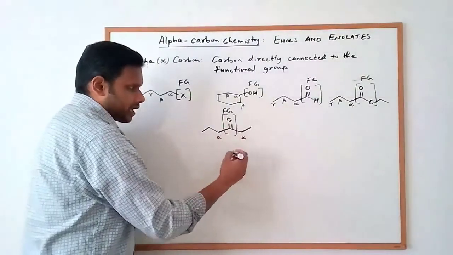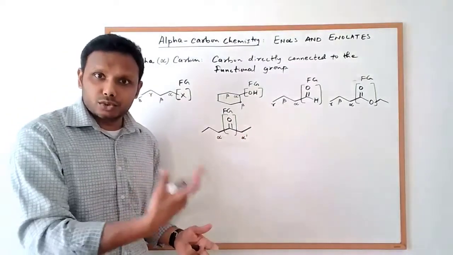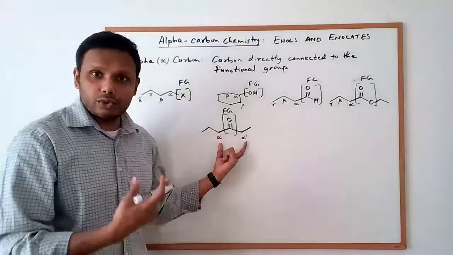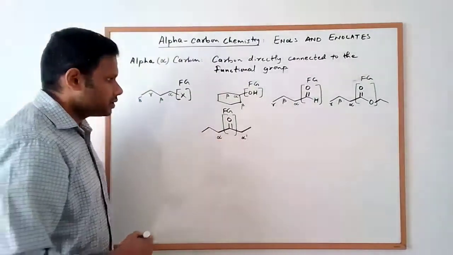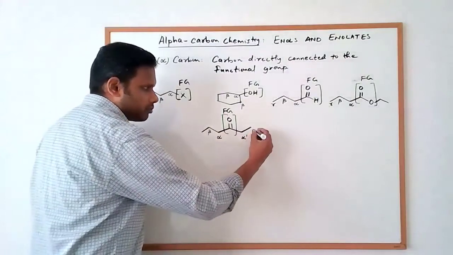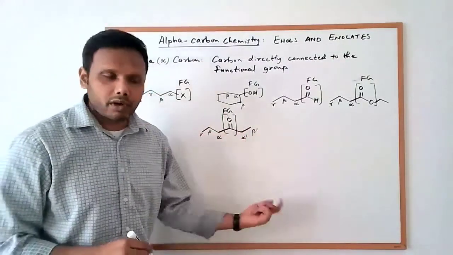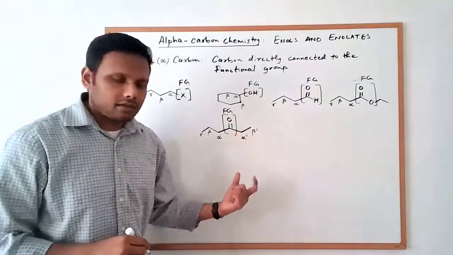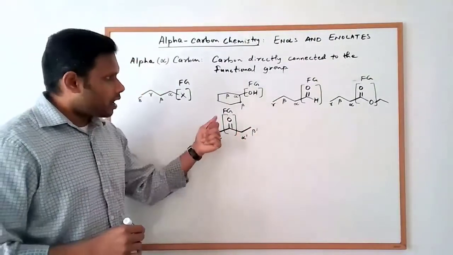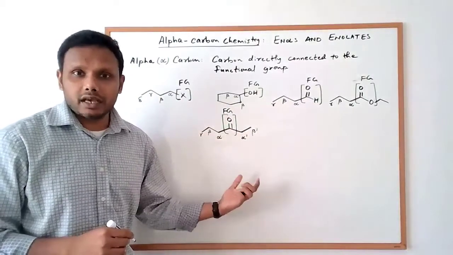I'm going to say this is alpha and the other one is alpha prime, to say that there are two different or two unique alpha carbons in this molecule. And then we'll have similarly a beta and a beta prime. And then we have a gamma carbon, but there's no gamma prime, okay, because that's just an ethyl group. So that's how you identify what the alpha carbon is.